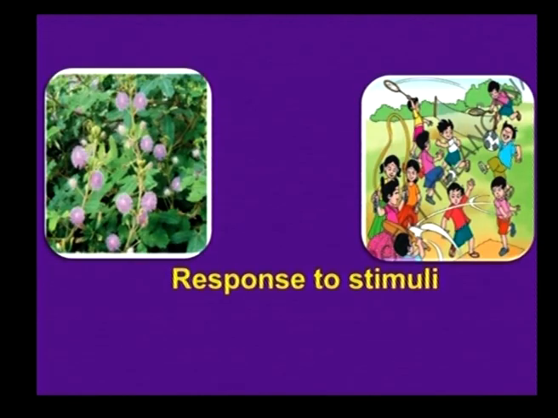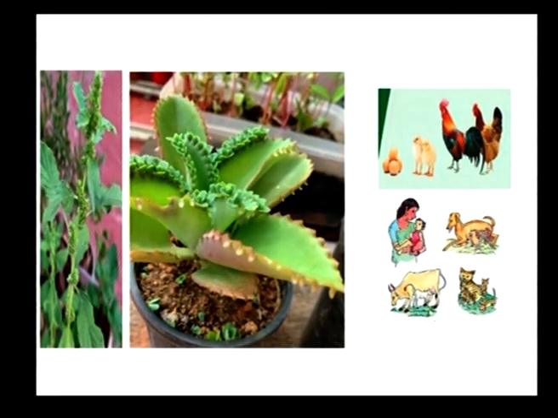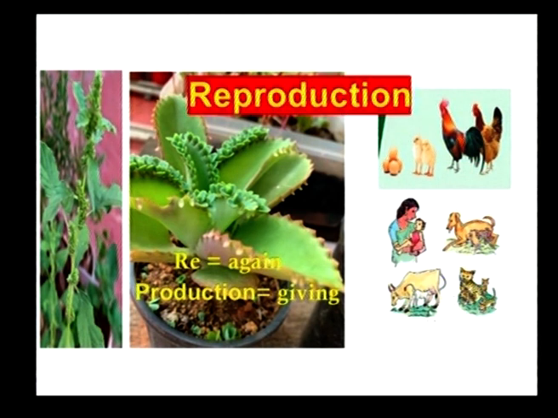Response to stimuli is shown in plants and animals. Another important feature of living organisms is growth. Animals grow up to a certain age, but plants grow till the lifetime. Can you recognize this process? This is reproduction. Reproduction means again giving the same type of species. We can see reproduction in plants and animals. Reproduction helps them to continue the race. So these are the basic life processes.